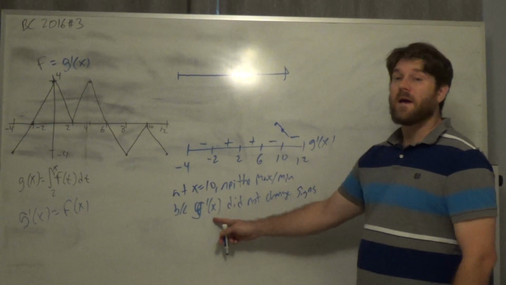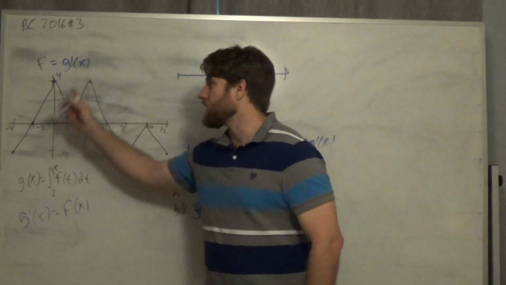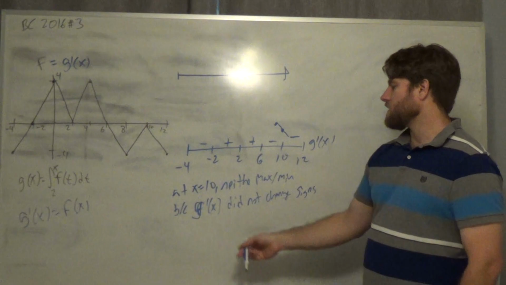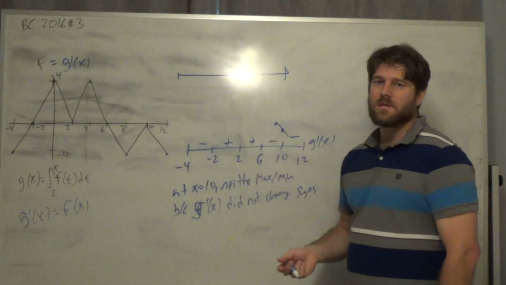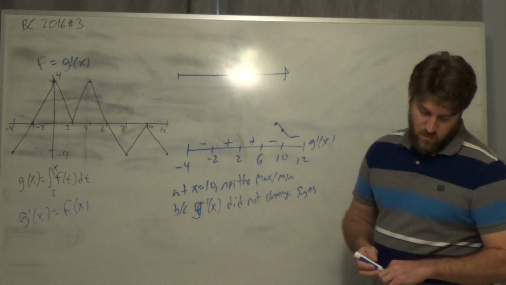You can say g prime x if you've labeled a sign chart that says g prime x and made these connections, or you could simply say because the graph of f did not change signs, or the graph did not change signs. So that's part A, only worth 1 point.